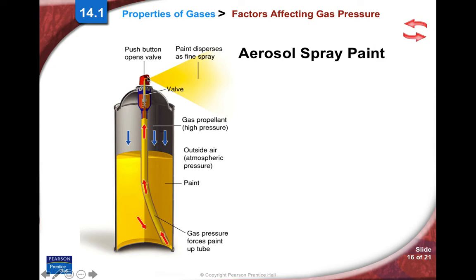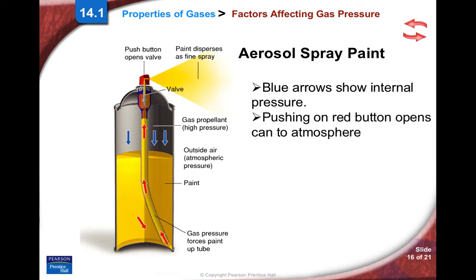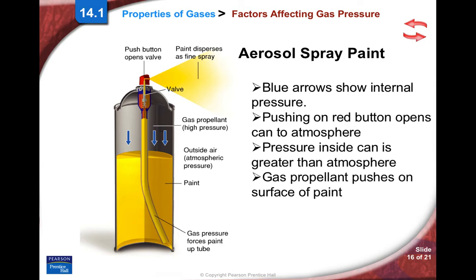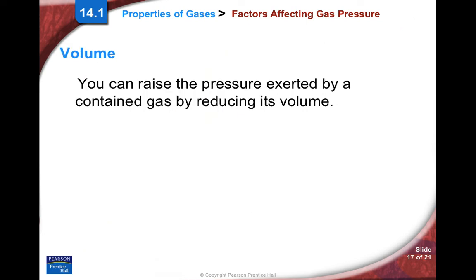So when you push on the valve, that opens the little space here that allows the higher pressure gas to push on the liquid. And again, this is kind of like a barometer. That higher pressure pushes the liquid. Liquid doesn't compress, but the liquid finds a path out through the tube and out into normal atmospheric pressure. So the blue arrows are the internal pressure. Pushing that button opens it. The higher pressure inside pushes on the liquid, and then it comes out. Okay, remember, liquids don't compress.